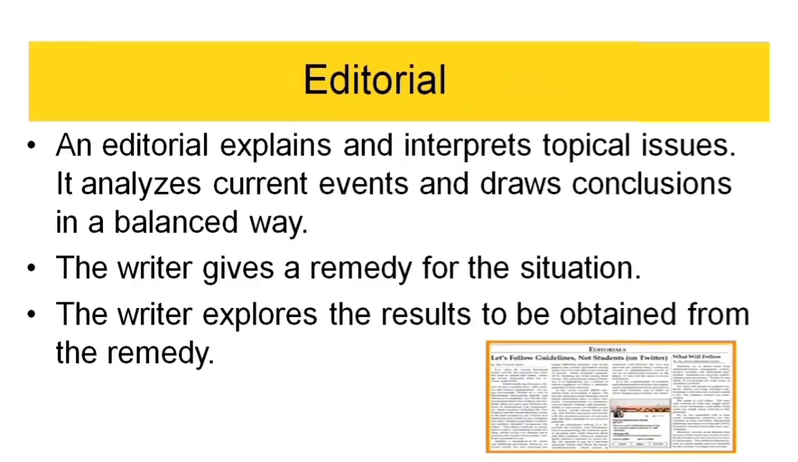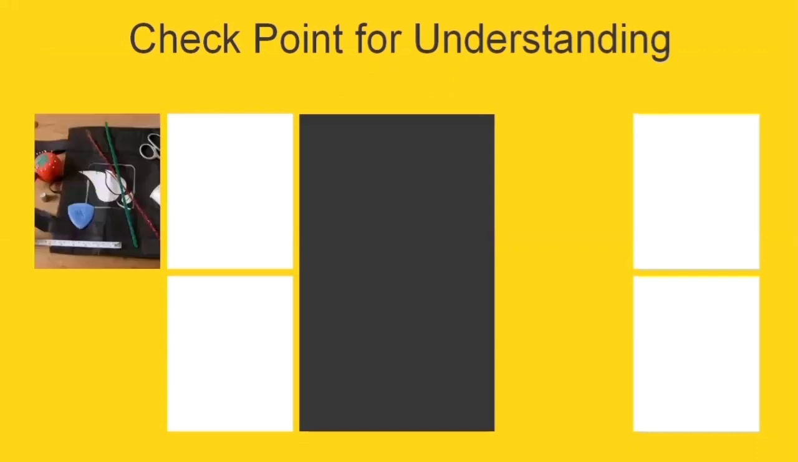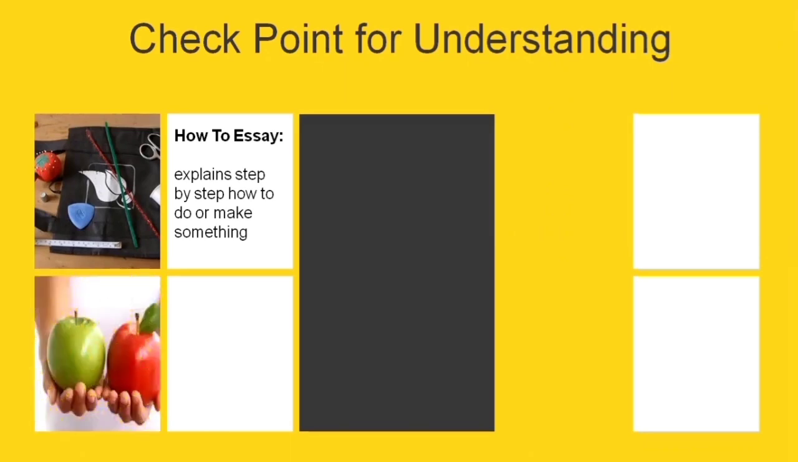Next is the editorial. The editorial explains a topical issue. The writer gives a solution for the situation, and the writer explores what results would happen if you use this suggested solution. Now let's do a quick checkpoint to ensure that you understand the 5 different types of expository essays and their characteristics. We have a how-to essay, which explains how to make or do something step by step. We have our compare and contrast essay, which tells us how two things are alike and or different.